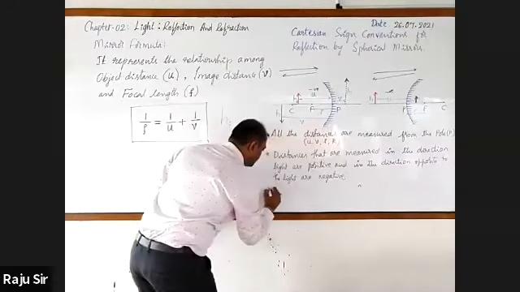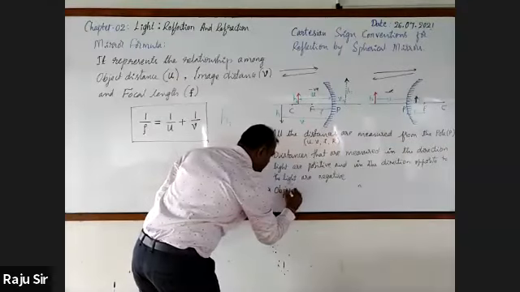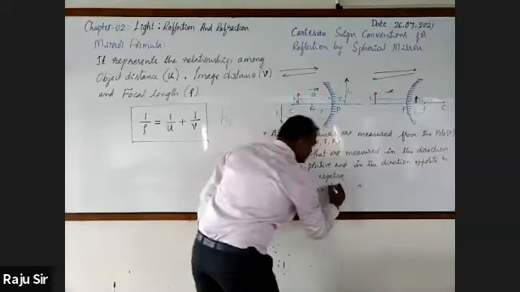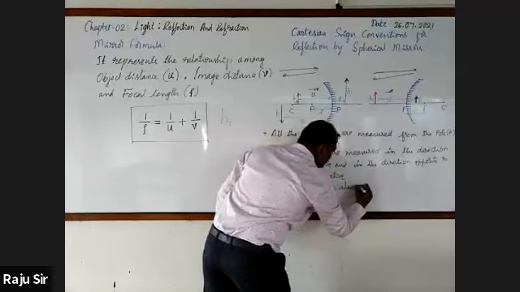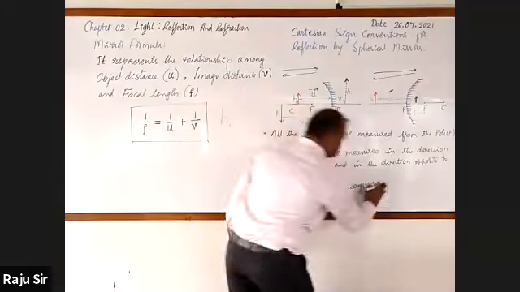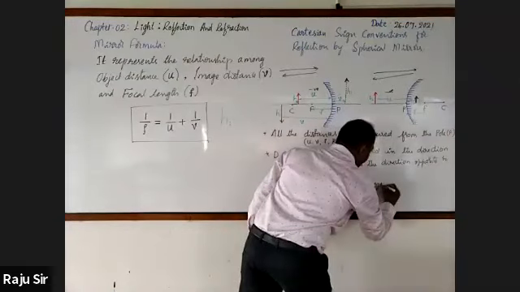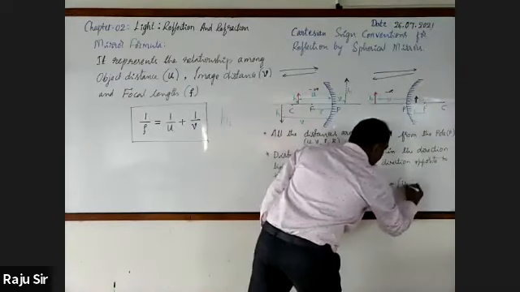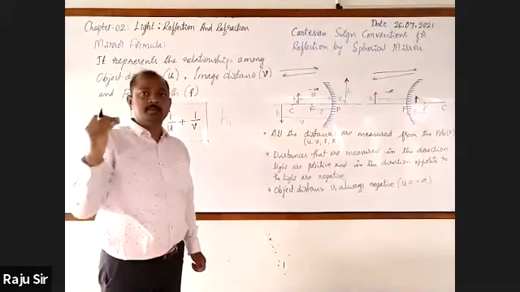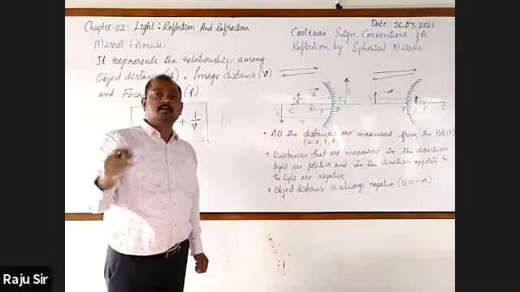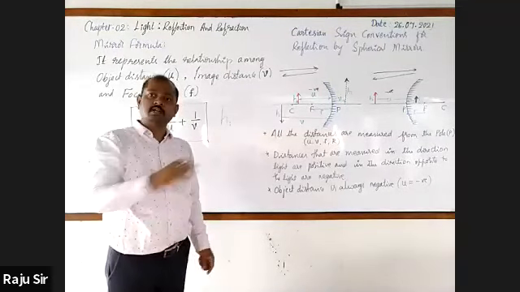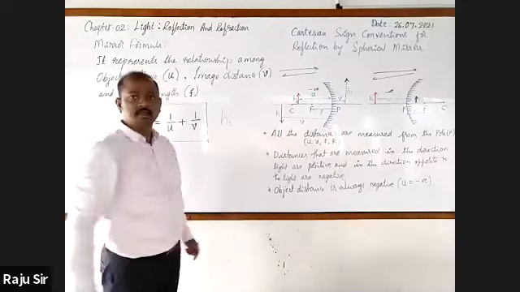Right. Third point. Object distance is always negative. In bracket, u equal to negative, whether it may be concave or convex mirror, maybe concave lens, convex lens. Object distance will always be negative.